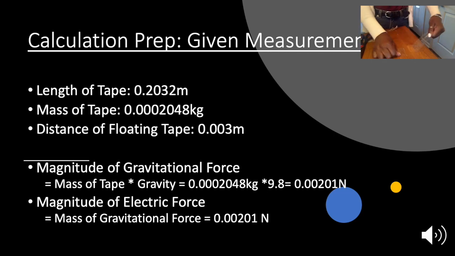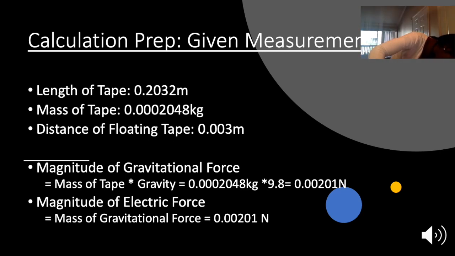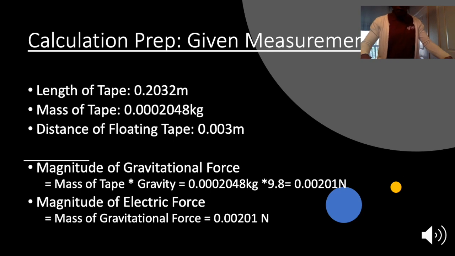Now let's talk about the calculation prep, or the given measurements. The length of tape is 0.2032 meters, the mass of the tape is 0.002048 kilograms, and the distance of the floating tape is 0.003 meters. Therefore, the magnitude of the gravitational force, which is just the mass of the tape times the gravity, is 0.00201 newtons. Therefore, the magnitude of the electric force equals that, which is 0.00201 newtons.